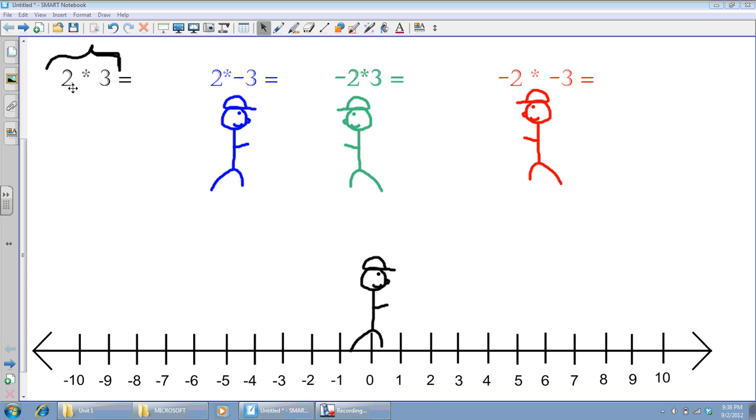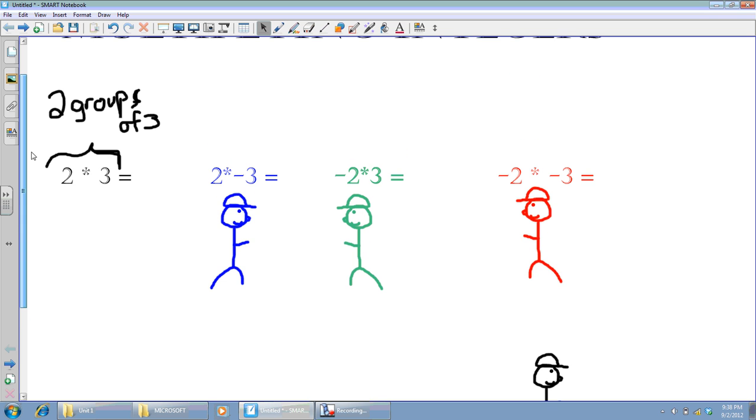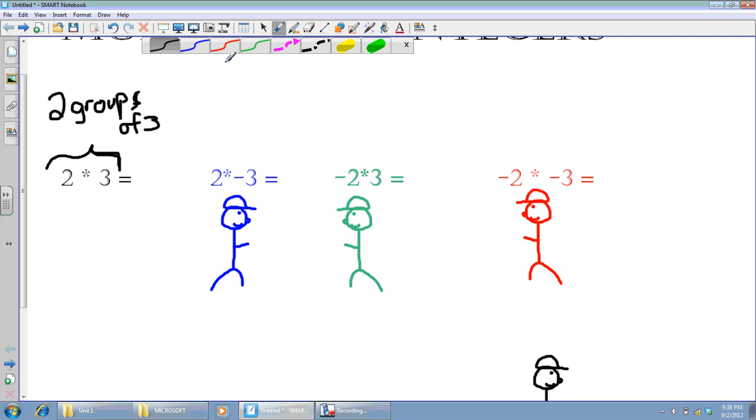Why? This is the black problem. 2 groups of 3. So let's make Bobby walk. Let's go 1, 2, 3. That was one group of 3. And then he's going to do another group of 3. 1, 2, 3. And look where Bobby ends up. He ends up on the 6. Coincidence? I think not. Because we all know that 2 times 3 is 6. So 2 times 3 is 6.